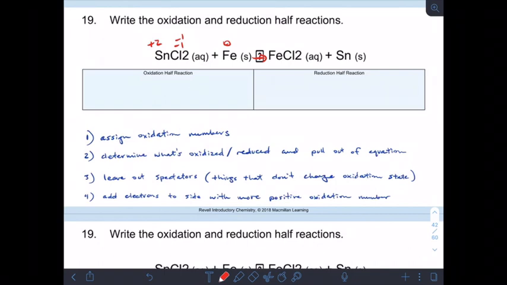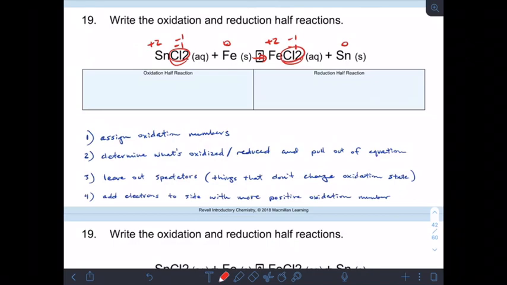And then on my product side, each chlorine is a -1, and I have two of them. So that means that my iron has to be a +2. And then my tin, naturally occurring solid metal, is a 0. Okay? So if I look, my chlorine is a spectator. So the chlorine has not changed at all. Right? So I'm going to leave the chlorine out of anything. I'm not even going to bother putting it in my equations.